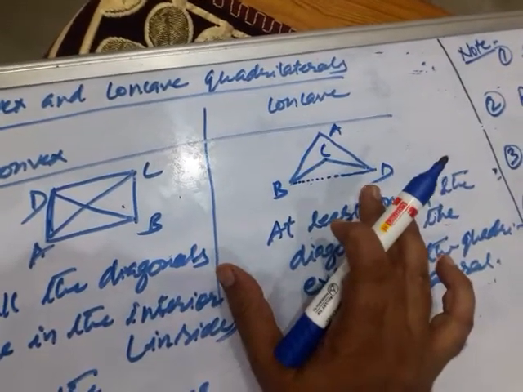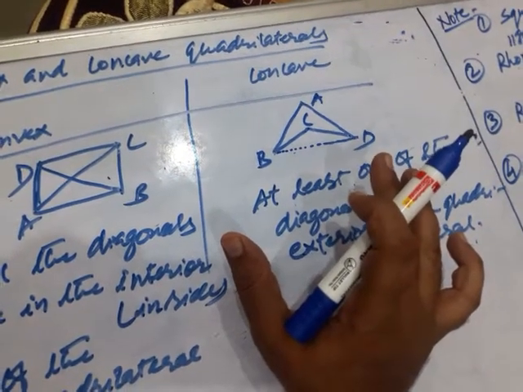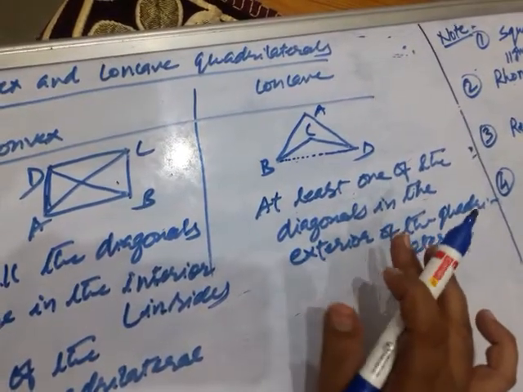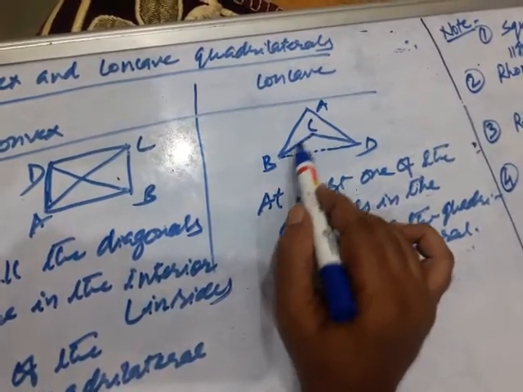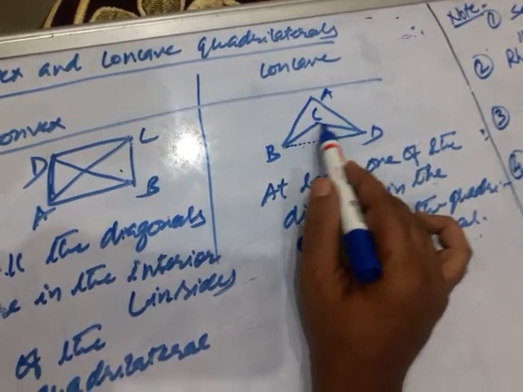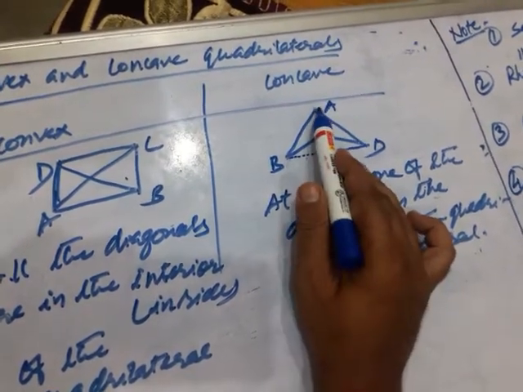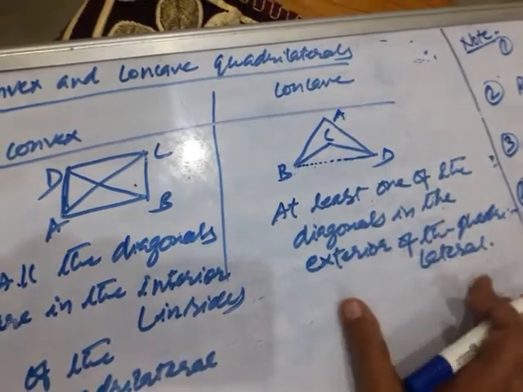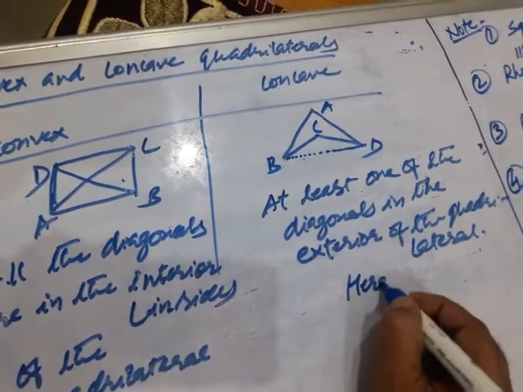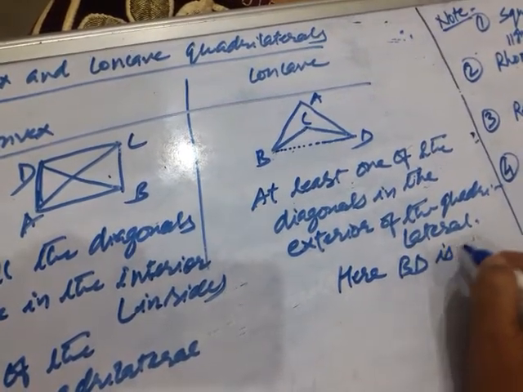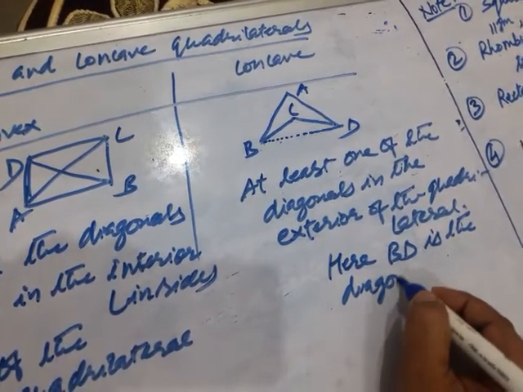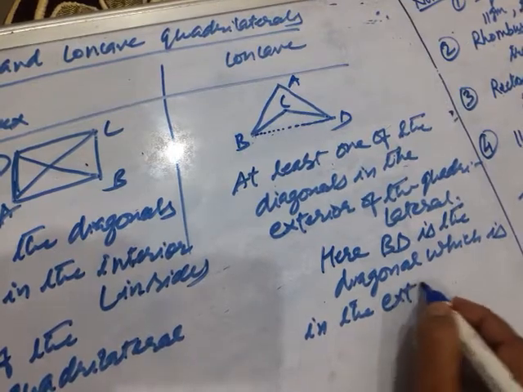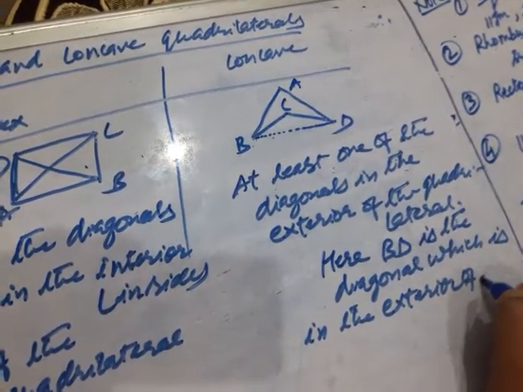Okay, children, what is a diagonal? First let us define. Diagonal is a line segment that joins two non-adjacent vertices of a quadrilateral. Two non-adjacent means two non-continuous. BC are adjacent vertices, CD are adjacent vertices, DA are adjacent vertices, BA are adjacent vertices, but BD is non-adjacent vertices, and BD is the diagonal. At least here BD is the diagonal which is in the exterior of the quadrilateral.